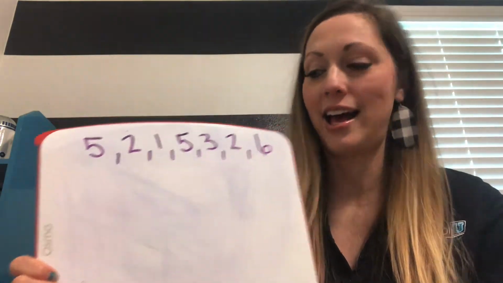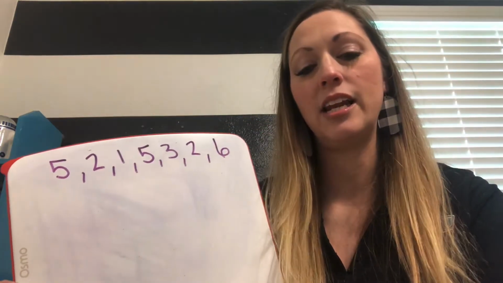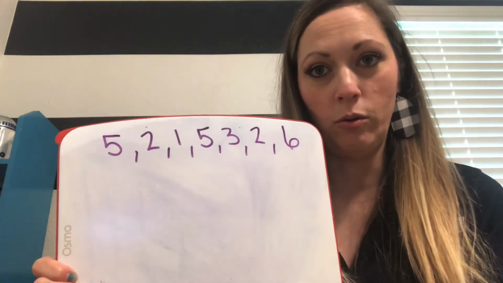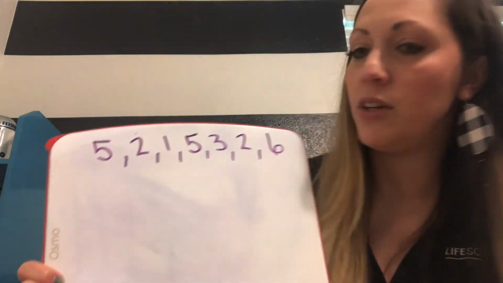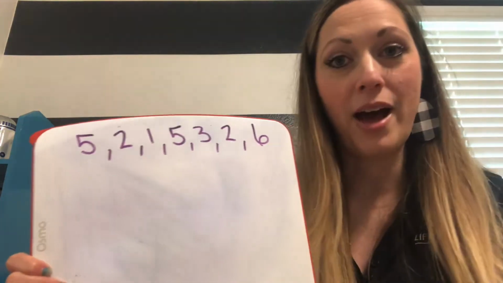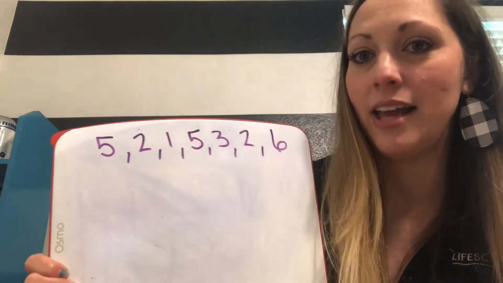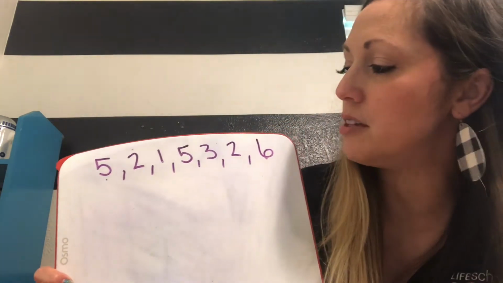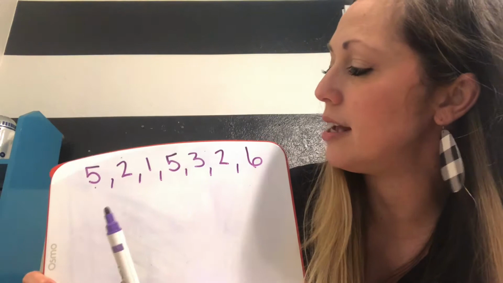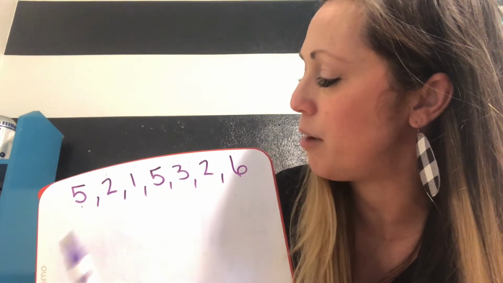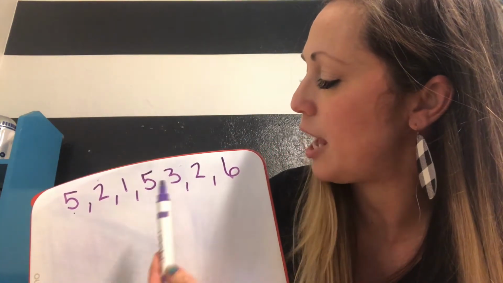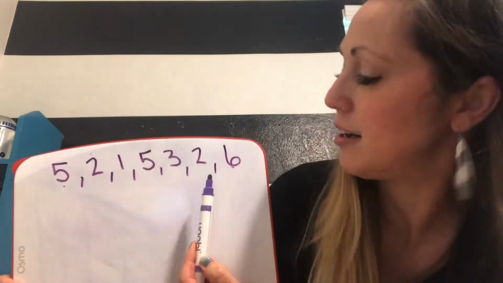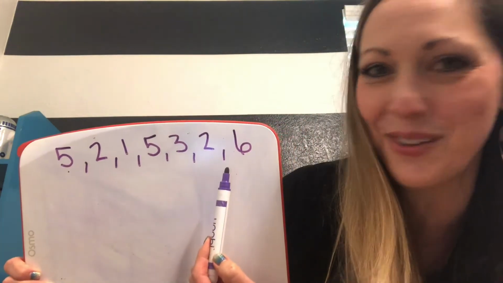So, for example, if I had these digits listed, and what they are is the number of goals that my nephew has scored in the past 7 games. So we have a 5. He scored 5 goals the first game, 2 goals the second game, 1 goal the next game, 5 goals the next game, 3 goals, and then 2 goals in his last game. He rocked it out and he scored 6 goals.